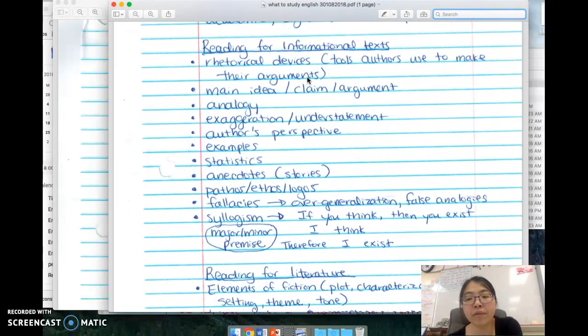In terms of reading for informational texts, you can go back through your notes and remember some of these things that we talked about, like rhetorical devices, which are the tools that authors use to make their arguments. That includes things like pathos, ethos, logos, anything that we really talked about when we talked about the argument essay or the rhetorical essay.